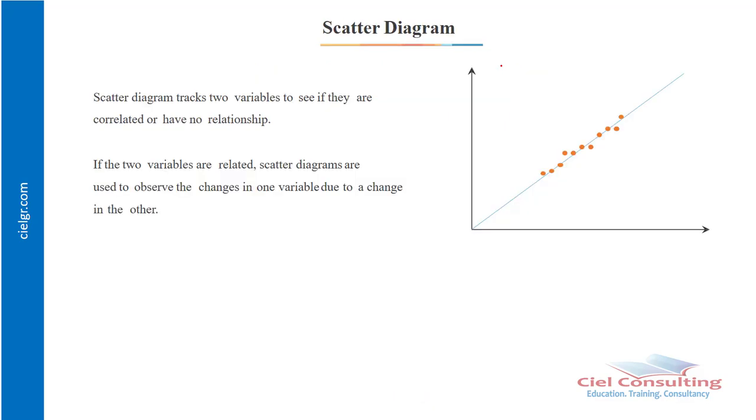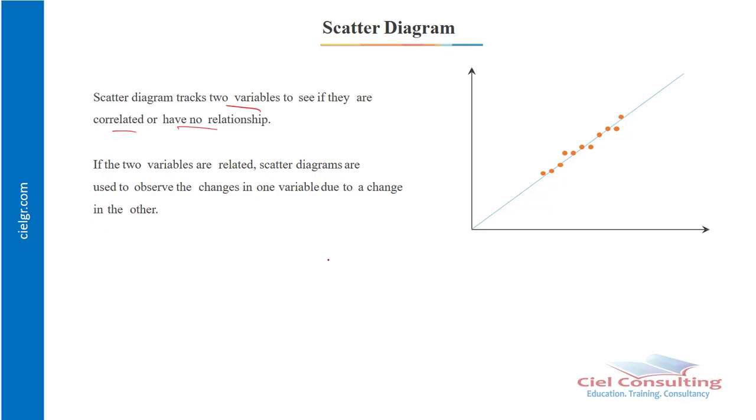Then we also have the scatter diagram. The scatter diagram helps us to track if there are relationships between two variables. That's one key thing that the scatter diagram helps us to do. It helps us to determine whether two variables are correlated or have no relationship. So if the two variables are related, scatter diagrams are used to observe the changes in one variable due to a change in the other variable.